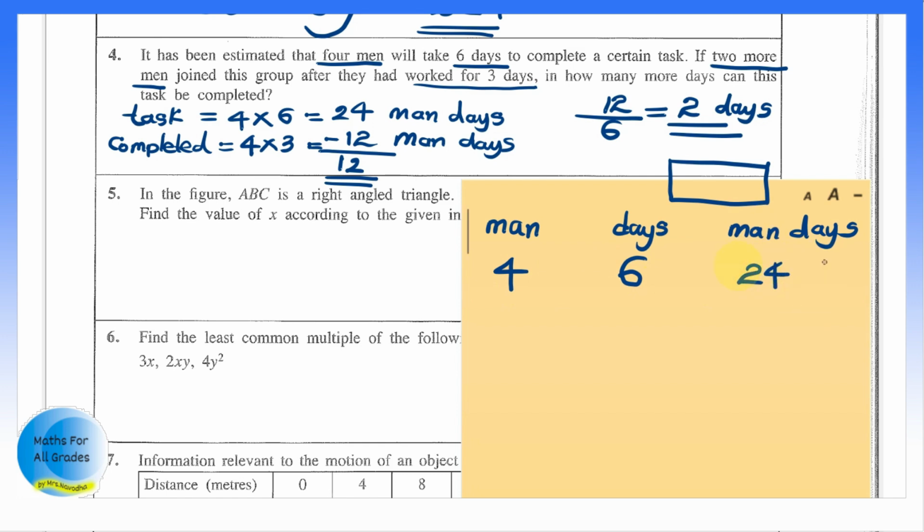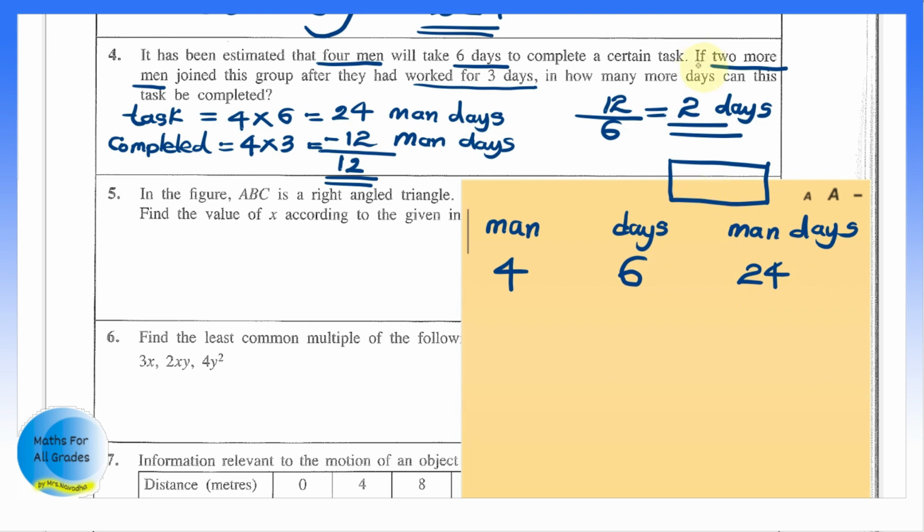What is man days? What does that mean? It means if the same task was completed by one man, how many days will he take? So in this case, you can see it's 24. One person takes 24 days to clean this garden.